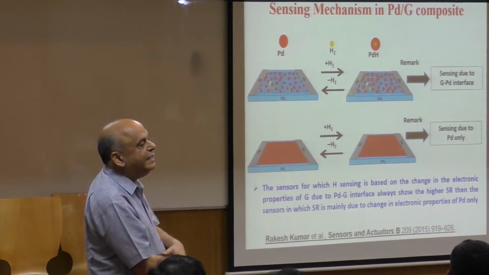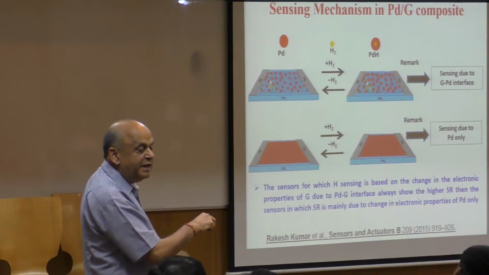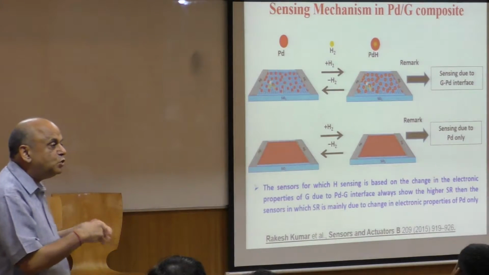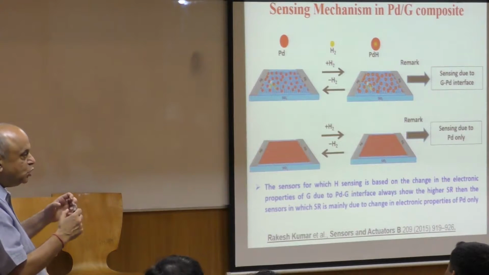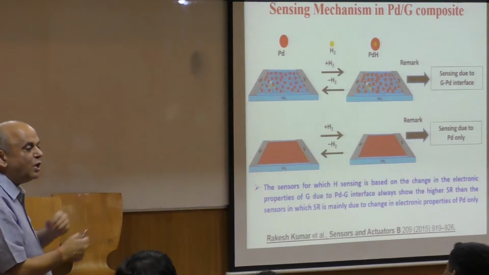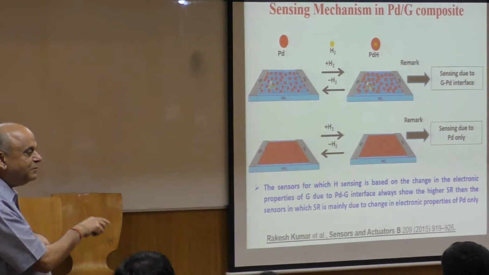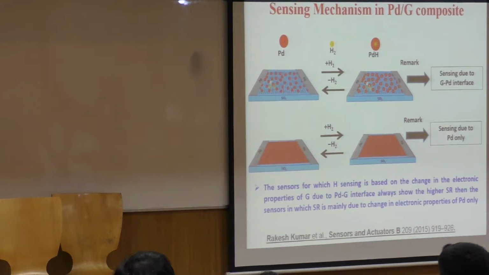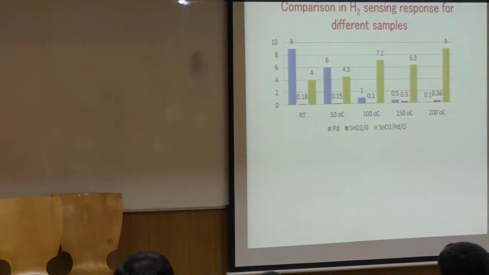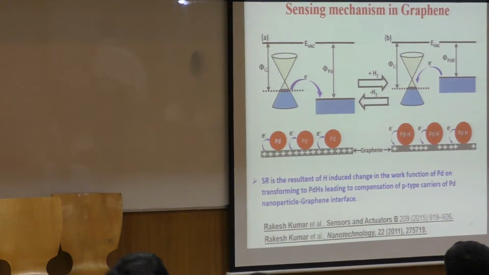So now we have isolated particles of palladium. When hydrogen comes, it reacts with the palladium and changes its properties to palladium hydride. So the electrical interface between palladium and graphene gets modified, and there is an electrical change because of the changes taking place at the interface. This is what describes the electrical phenomena.